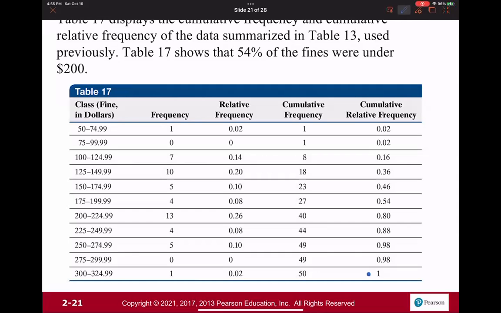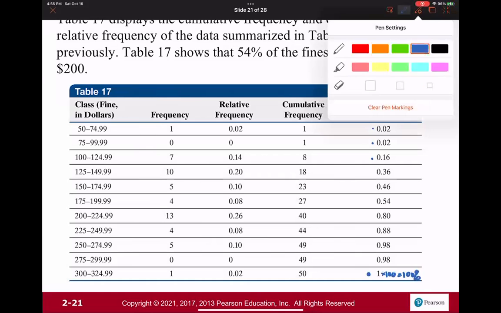Now that we have those numbers, remember how I told you that at the very end, we end up with 100% of the data. If you multiply each of these numbers by 100, it gives you the percent. Multiplying this by 100 gives you 100%. So at the very end, the cumulative relative frequency is always going to be 100% of the data.